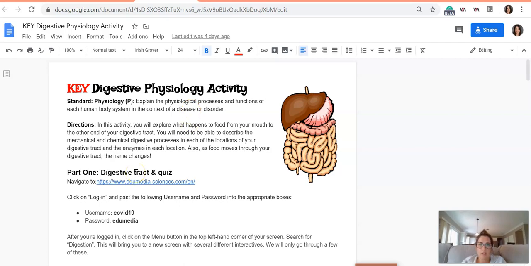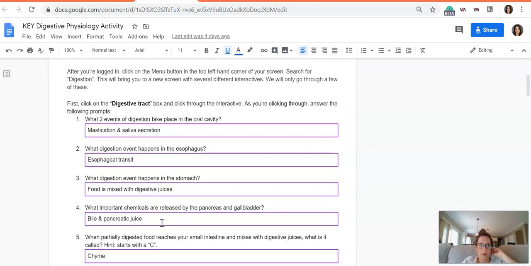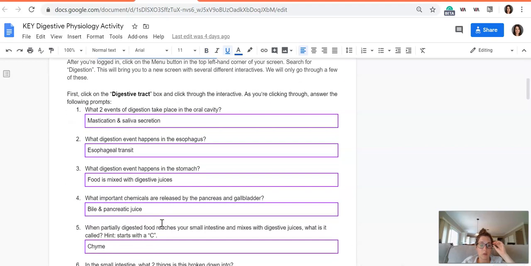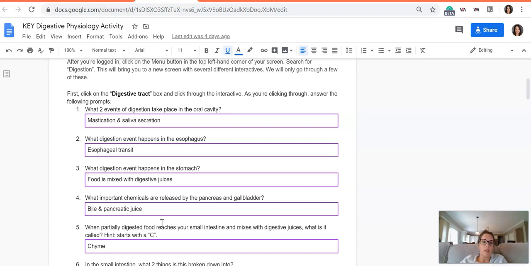All right, this is the answer key for the digestive physiology activity. The first set of questions, looking at the digestive tract: two events of digestion that take place in the oral cavity. That's mastication, which is a fancy word for chewing, and saliva secretion.